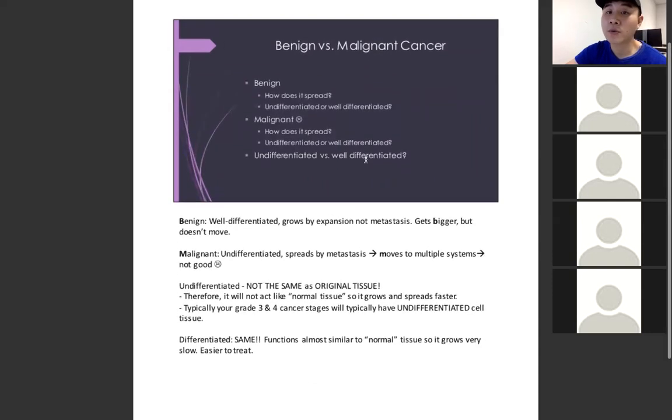All right, so how do we distinguish benign and malignant cancer? This is important as well. She will ask you to distinguish the benign and the malignant cancer cells in the test.